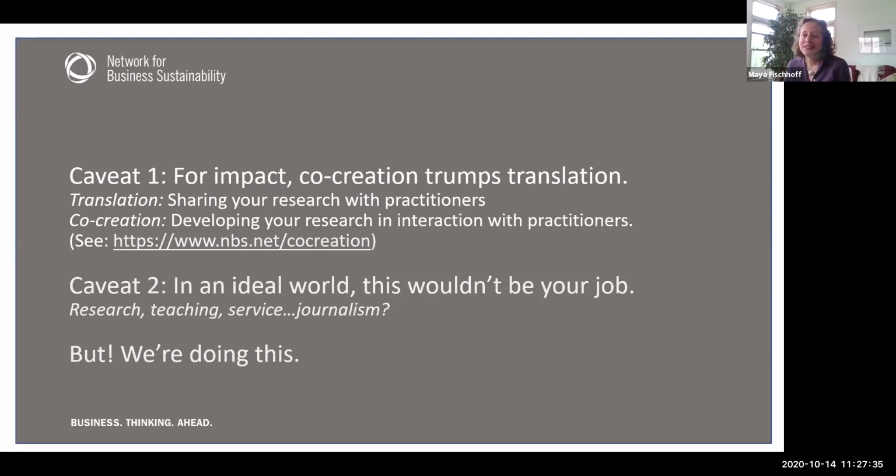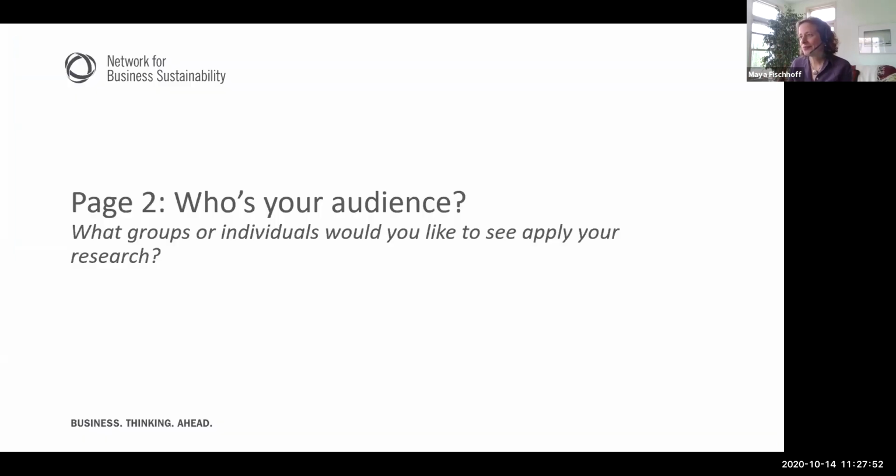However, this is where we are, and research translation, I think co-creation can be time intensive, but can be really satisfying, and translation can also be satisfying, talking to journalists, things like that. So there's value here in many ways.